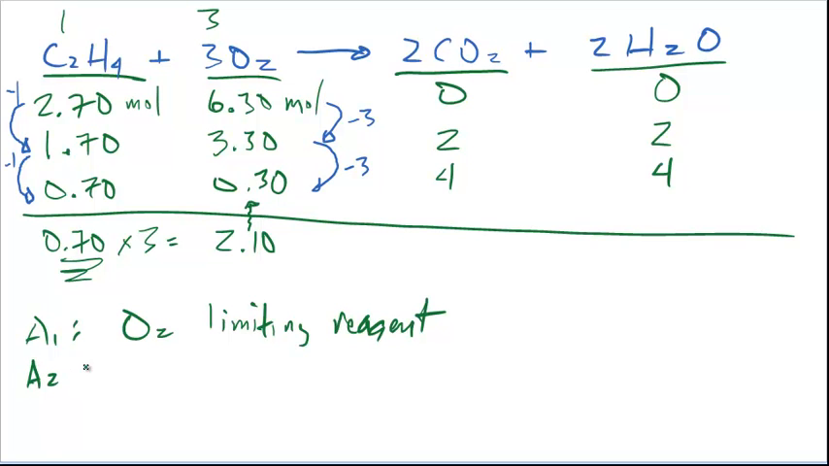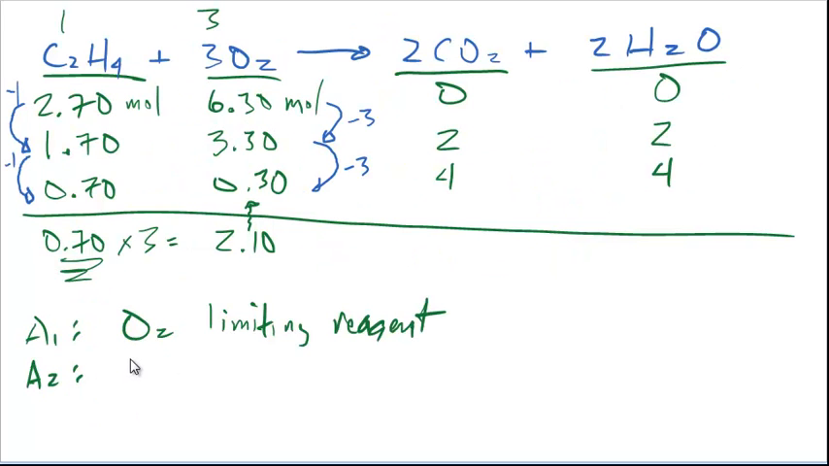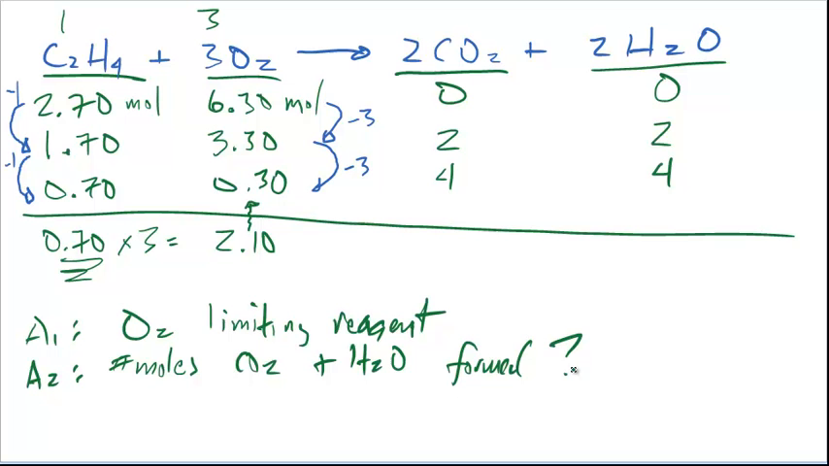And then let's see, the answer to the second question. This is where things get interesting. The second question, if you remember, let me go back there, is how many complete products can be made? So let me rephrase the question a little bit. In this context, we could say how many moles of carbon dioxide and water could be formed, right? So the number of moles of carbon dioxide and water formed. All right, how many of those could we make?